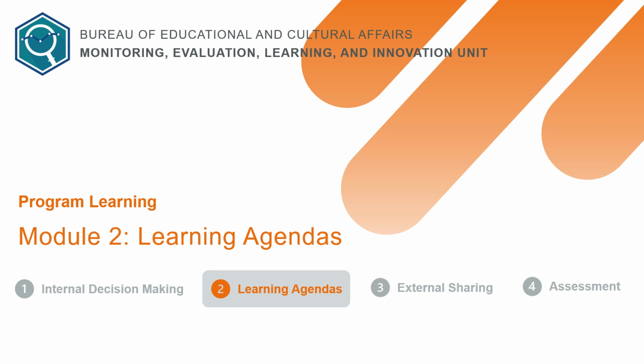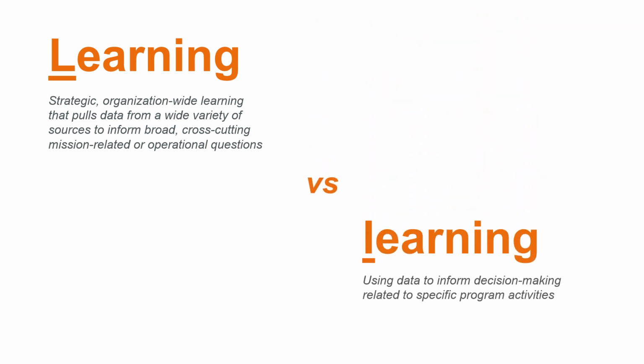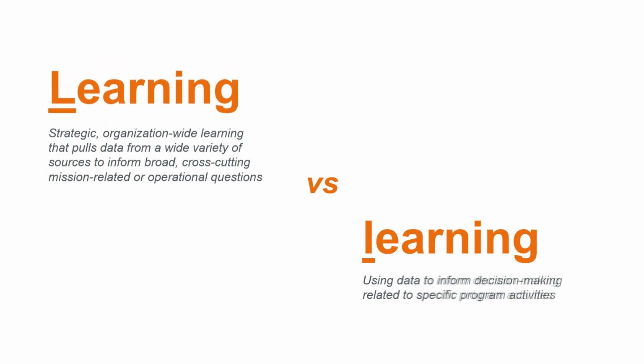Let's get started. As we've discussed in previous modules, we generally distinguish between two different types of learning. The first is Big L learning, which is strategic, organization-wide learning that pulls data from a wide variety of sources to inform broad, cross-cutting, mission-related or operational questions. The second is Little L learning, which is using data to inform decision-making related to specific program activities. In this module, we'll discuss one tool that supports Big L strategic learning. This is a learning agenda.